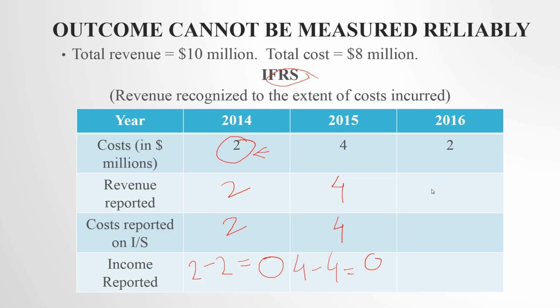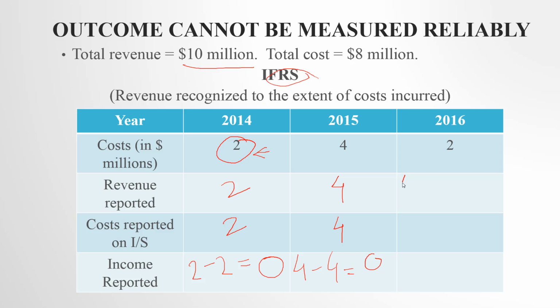In the third year, the year of completion, things get a bit different. The amount of revenue reported will be the total amount of unreported revenue so far. We have reported $6 million, 2 million here, and 4 million here. And total revenue is $10 million.